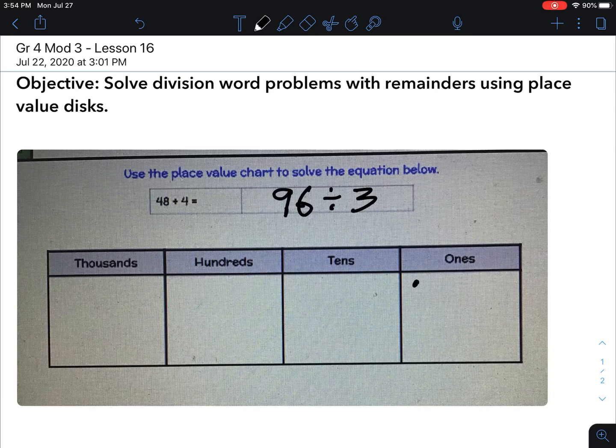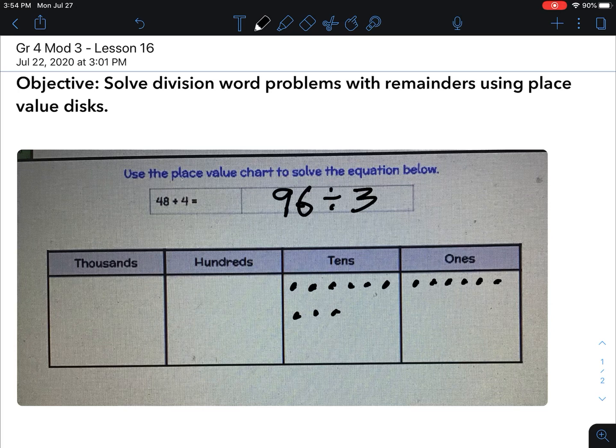Use the place value chart and disks like I just did to solve 96 divided by 3. Okay, so first thing we do, of course, is we have 6 ones. So I do 1, 2, 3, 4, 5, 6. And we have 9 tens. 1, 2, 3, 4, 5, 6, 7, 8, 9.